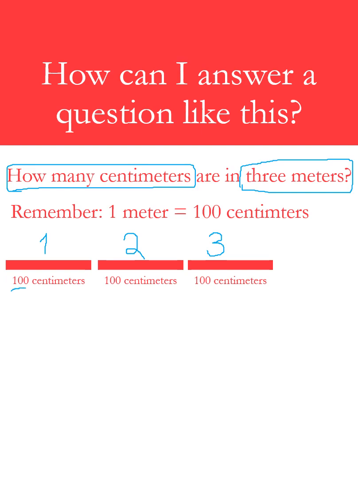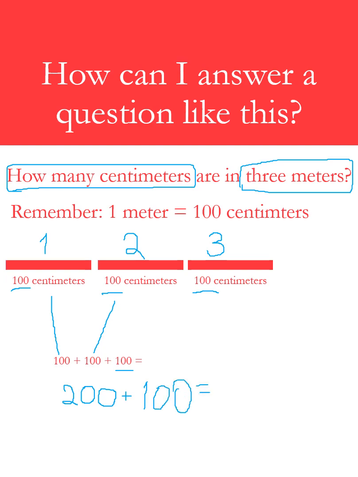Well, we know that one of these is 100. Each one of these is 100. So if you can skip count by hundreds, great. Then go ahead and do that. If you don't want to skip count or you're not comfortable doing it, you're just going to do an addition problem. Of course, you're going to do 100 plus 100, and that equals 200. Okay, and then 200 plus 100 equals 300, and there you go.